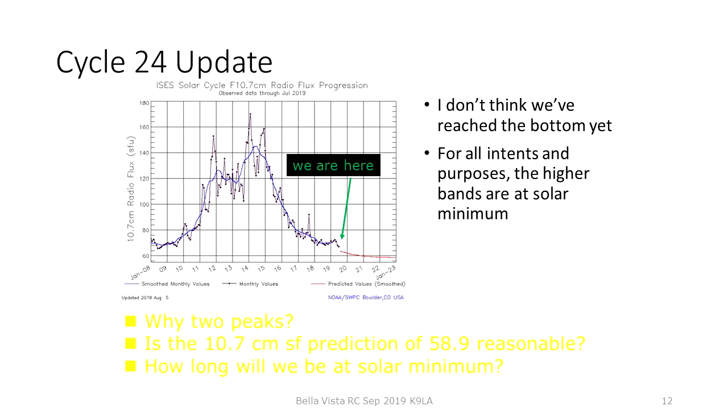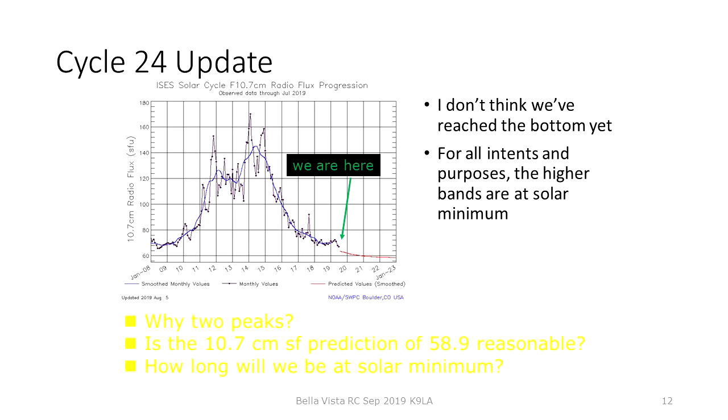Here is cycle 24 in terms of 10.7 centimeter solar flux. You can see that it doesn't look like we've reached the bottom yet, but for all intents and purposes, the higher bands are at solar minimum.